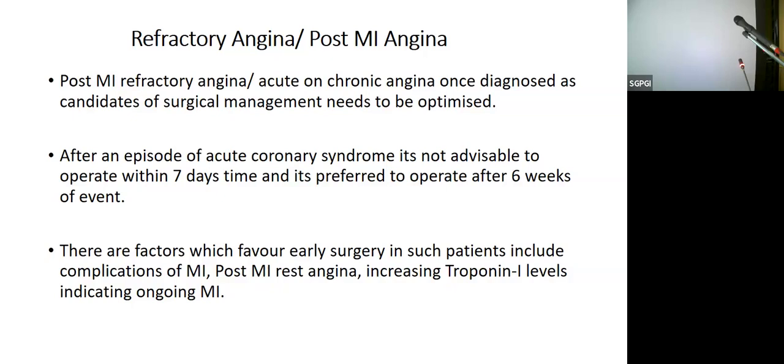So what are the factors which will say that we have to operate early? If there are imminent complications of MI, if the MI is increasing every day, how will we come to know that? We have to keep assessing the troponin level. If the troponin level, chest pain, ECG changes persist, troponin levels are going up, then we should put a balloon, deflate the heart, give some mechanical support, and then operate.